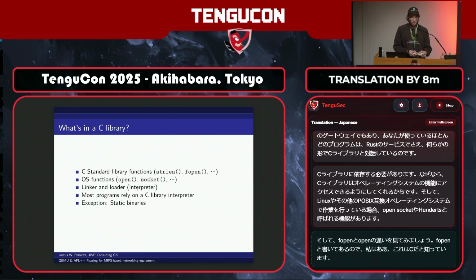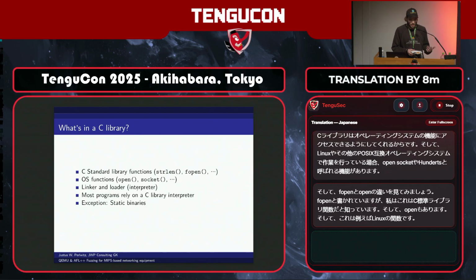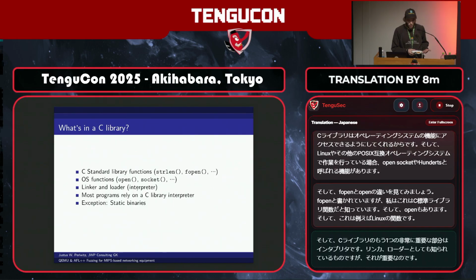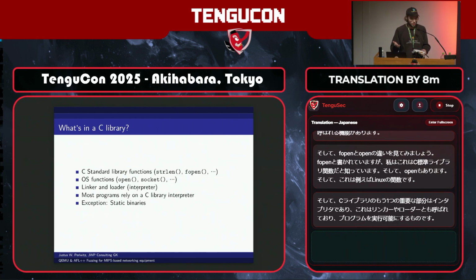And then another really important part of a C library is the interpreter. Something that you will also know as a linker, loader. It's the thing that makes your program runnable if it has to load in shared libraries, for example. And this is also a really important thing, that if you don't have the C library, most programs will not run.